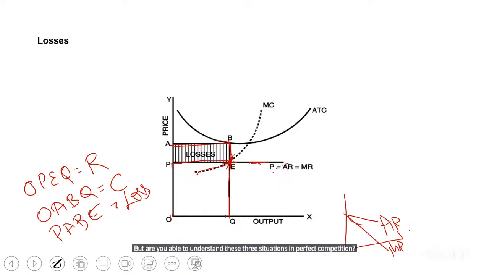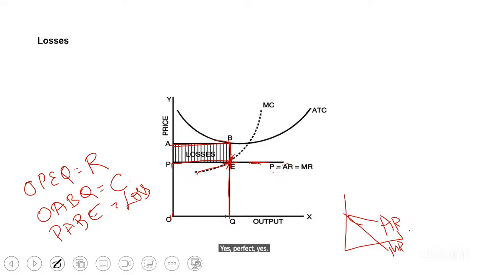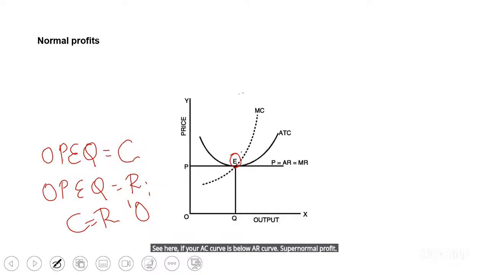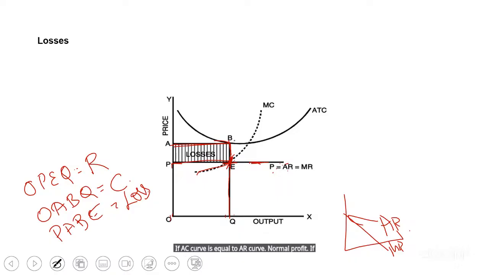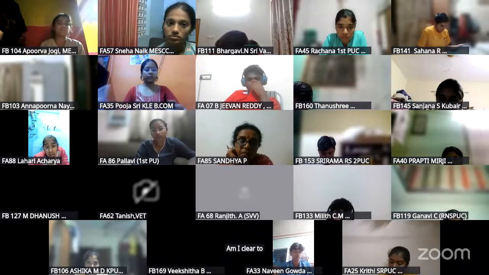Ma'am, in all the profits and losses, MC curve doesn't change, right? Only the AC curve changes. Yes. Perfect. Position of the AC curves basically talks about the level of profit or loss. Mute yourself if you're not talking to me. See here, if your AC curve is below AR curve, supernormal profit. If AC curve is equal to AR curve, normal profit. If AC curve is above AR curve, then loss. Am I clear to you?